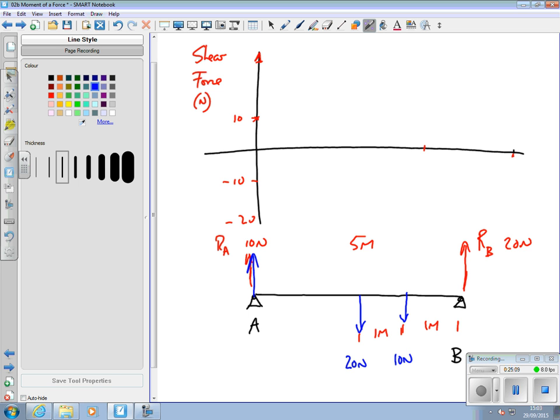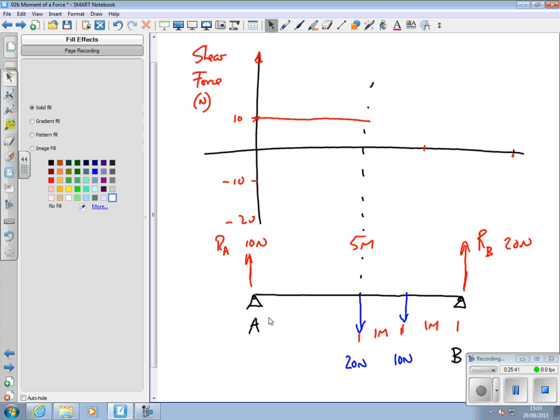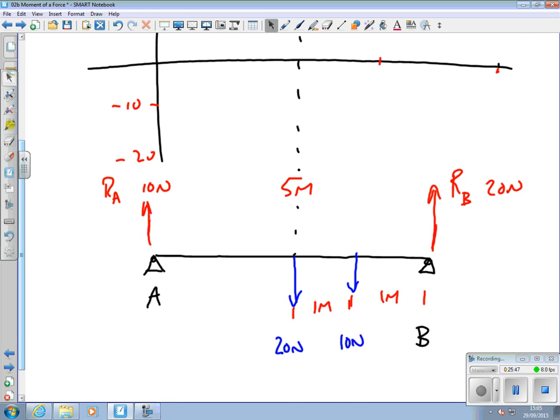So we go up to 10 newtons on here. And then that force is the only one that's acting until we get to this point, when there's a 20 newton force acting downwards, ignoring the mass of the beam. So that means the force continues, and we can draw a guideline here at that point. So what we say is a force of 10 newtons acts until we reach here. So at this point here, a 20 newton force acts down.